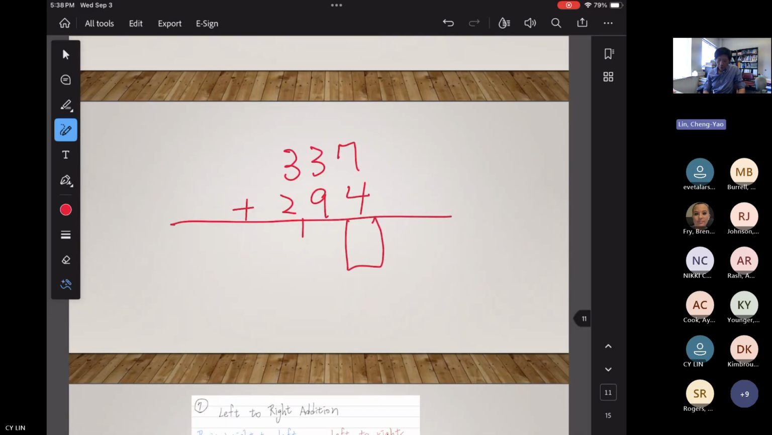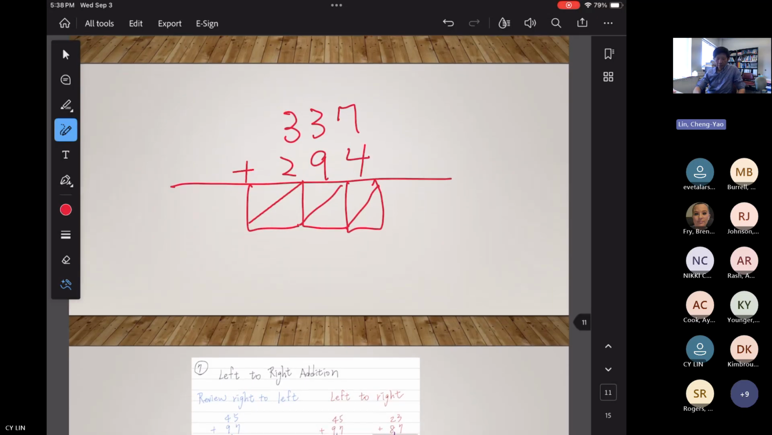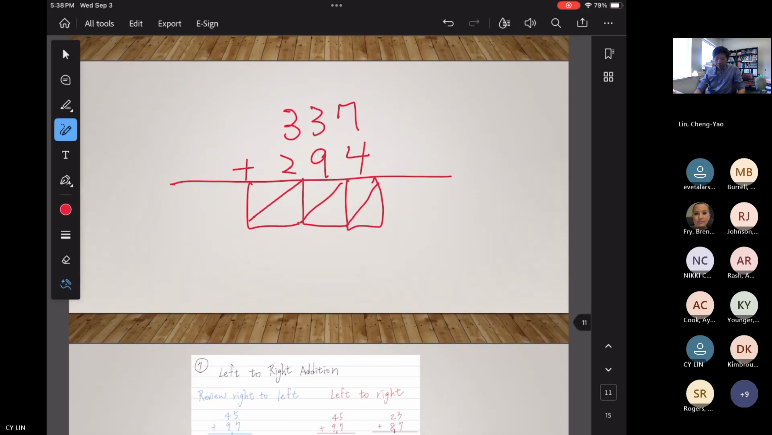The value for this method is children will succeed for larger numbers compared to the traditional method. The larger the number they do with this method, the more confident they will get. They always get a correct answer compared to the traditional one. Okay, I'm going to give you a minute. Try this one.